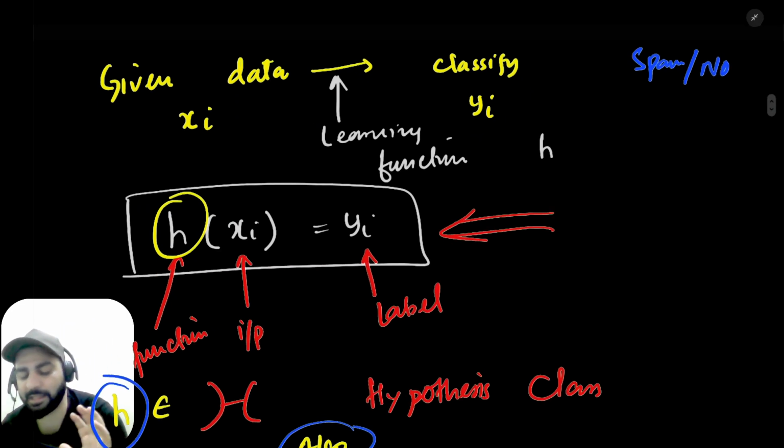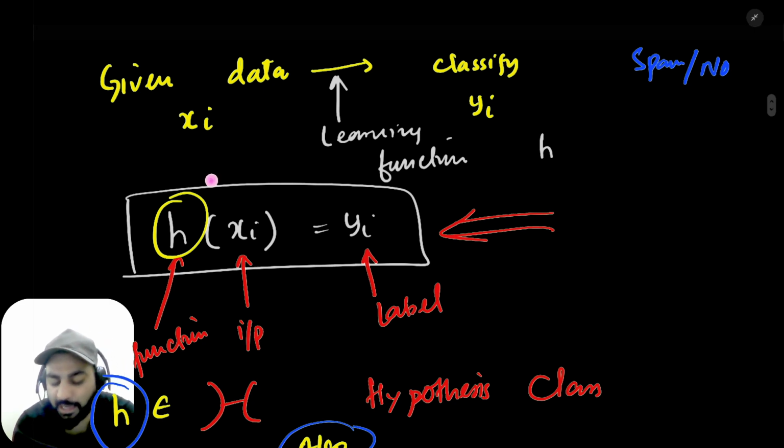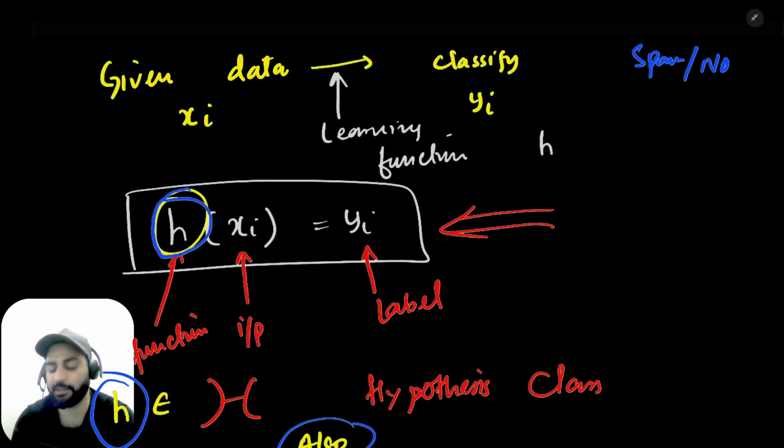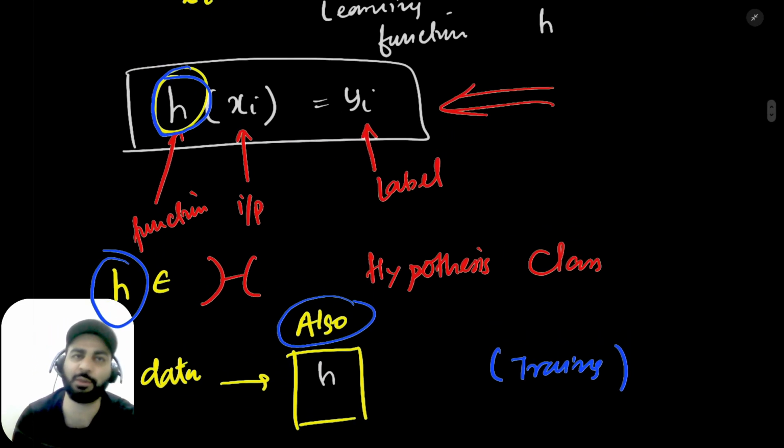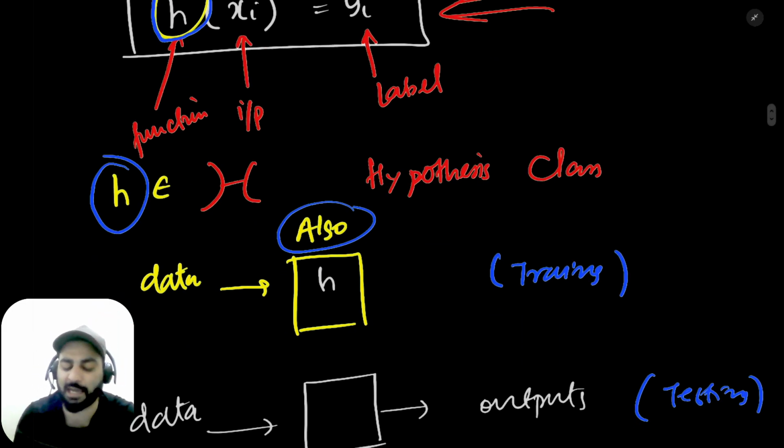So here, basically we need a function. This h is a function. When I give the function an input, it will give some output, and this h I need to find. There are a lot of h's, a whole class of h. There can be an infinite number of possible h's. All these h's I call the hypothesis class. There can be infinite number of functions to which I give some values and they output something.